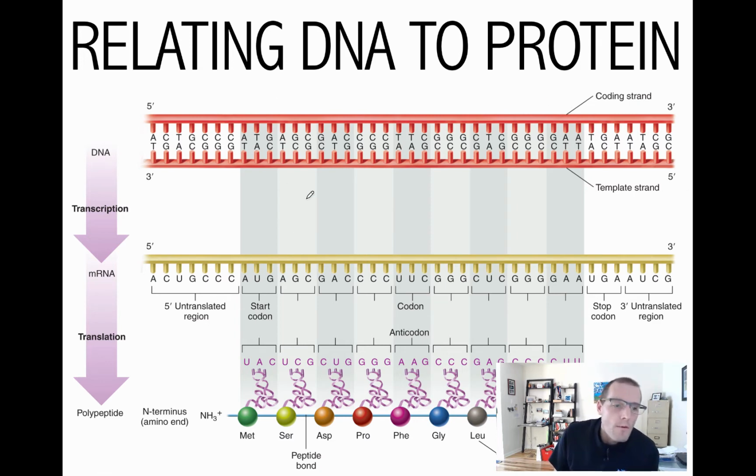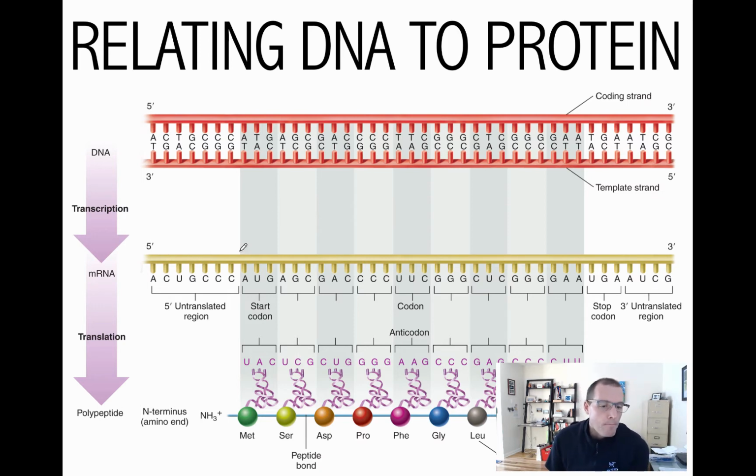So at the top here, we've got a piece of DNA, and the information in that DNA, in that gene, is going to be read by the process of transcription to produce an mRNA. The DNA in the gene has two strands, the coding strand and the template strand. And it's the information in the template strand which is going to be read by RNA polymerase to produce the mRNA molecule down here.